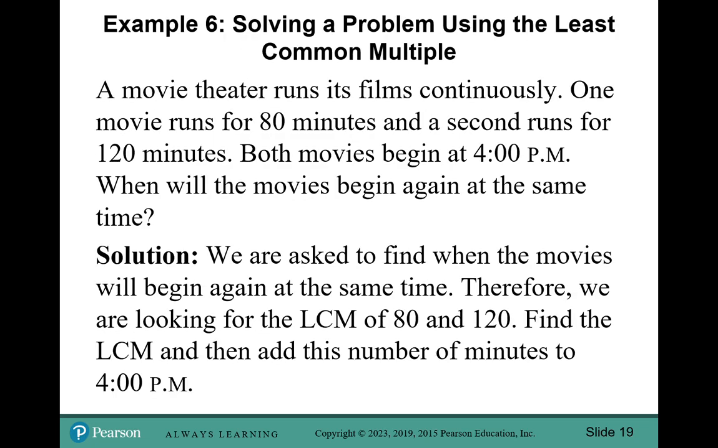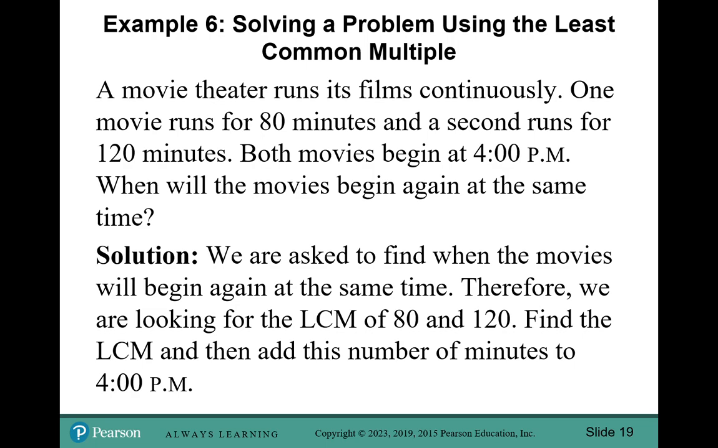Let's do another example. Solving a problem using the least common multiple. A movie theater runs its films continuously. One movie runs for 80 minutes. A second runs for 120 minutes. Both movies begin at 4 p.m. When will the movies begin again at the same time?